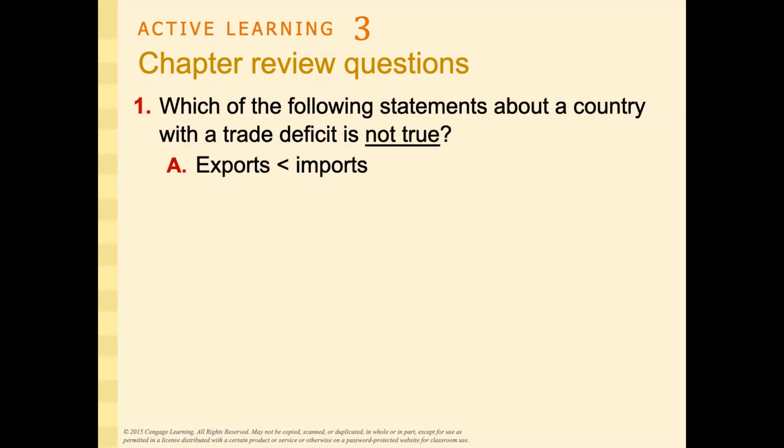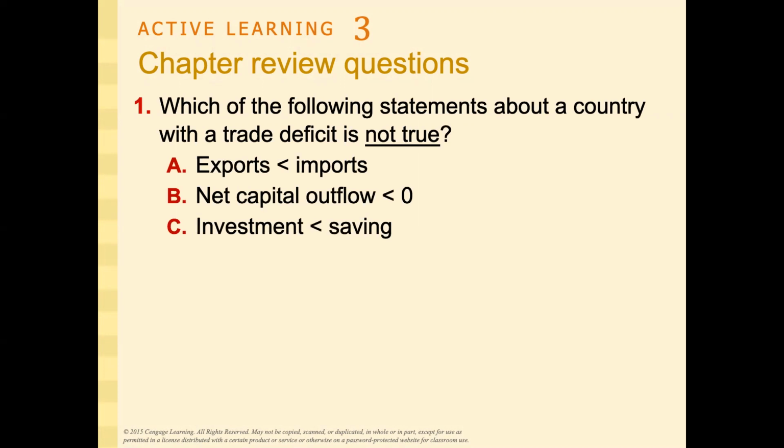Here are some review questions. Which of the following statements about a country with a trade deficit is not true? Are the net exports less than the net imports? Is the capital flow less than zero? Could the investments be less than the savings? Could Y be less than C plus I plus G? The one that is not true about a country with a trade deficit is investments are less than savings.